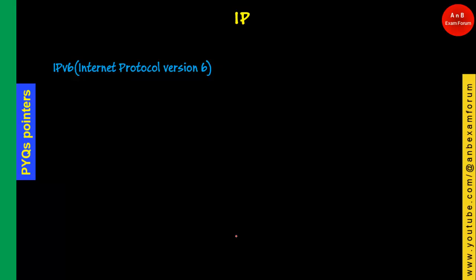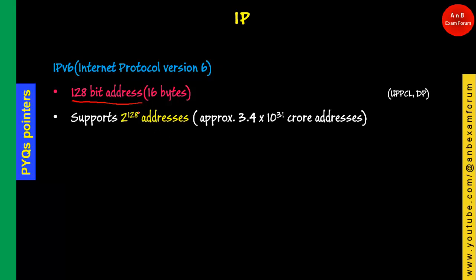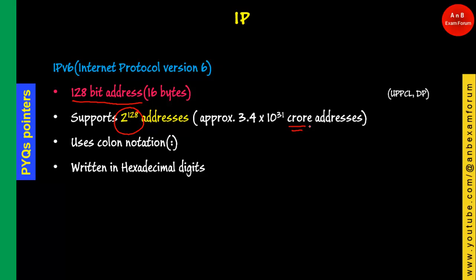The other version is IPv6. It is 128 bit. So what is the benefit of having a 128-bit address? It is going to support a huge number of addresses, that is 2 power 128, which is 3.4 into 10 power 31 crore addresses, a very huge number which cannot be exhausted. Okay, and there we have seen dot notation is used, and here colon notation is used in IPv6, and generally it is written in hexadecimal digits, and it is going to replace IPv4.